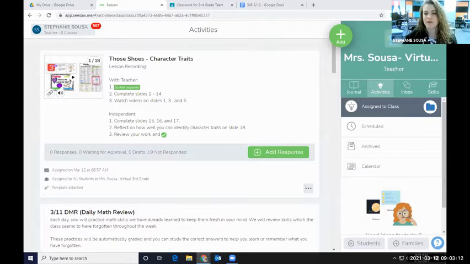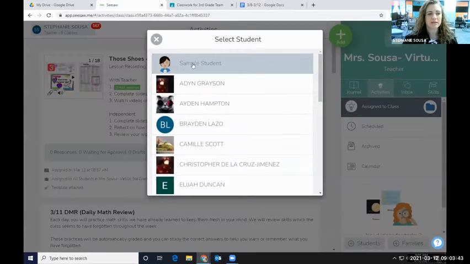It is a very popular book in elementary school because it is a book that teaches a lot of great life lessons. So we're going to take a look at Those Shoes today, and we're going to think about the characters inside of the text that are teaching us life lessons and come up with some words to describe their internal traits. Remember, that's what they think, what they feel, what they say, how they act. It's things that their brain makes them do. Okay? So Those Shoes Character Traits. Go ahead and click on that add response.